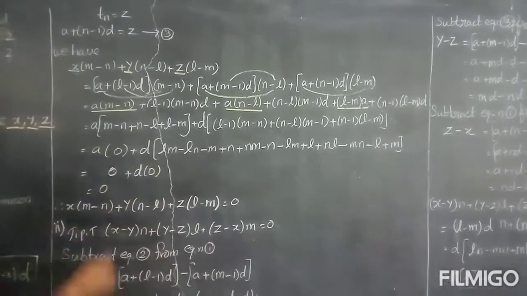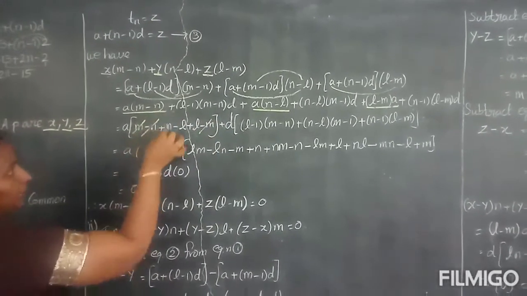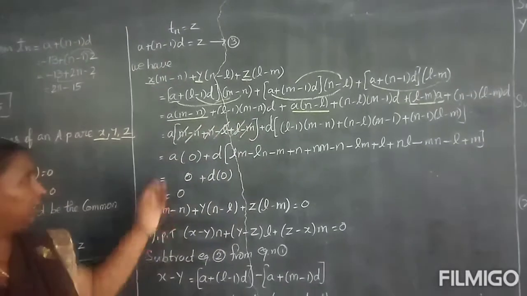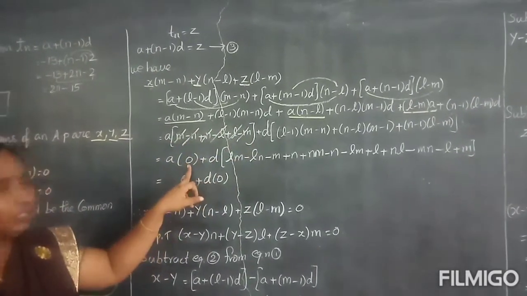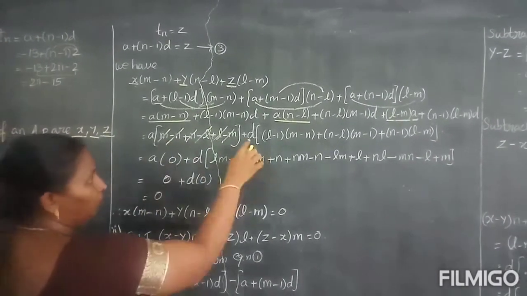Is it clear? So next, plus m minus m will get cancelled. Minus n plus n will get cancelled. Minus l plus l will get cancelled. All the terms get cancelled and you get 0. So a into 0 you got in this term. So move on to next term.